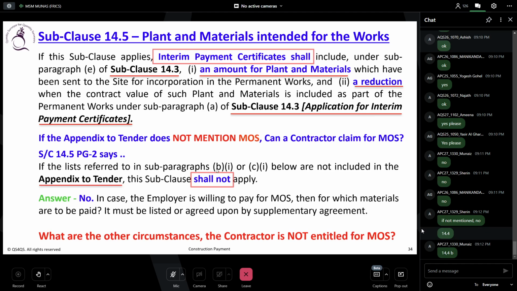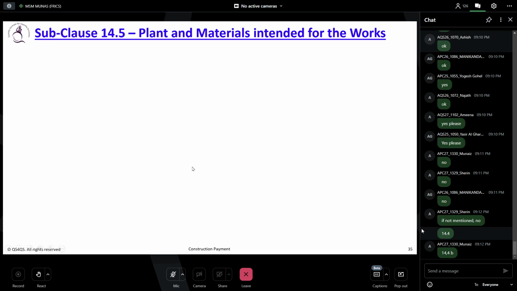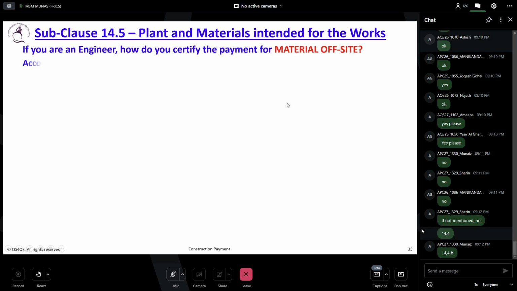Now we have to understand this about the subclause. Okay, there are two scenarios: material on site and off site. So if you are an engineer, how do you certify the payment for a material off site? Okay, so let's start from the material off site. So according to the subclause 14.5A, go to page number 43. This 14.5A is common for both, either material on site or off site. This subclause 14.5A is common for all of them.